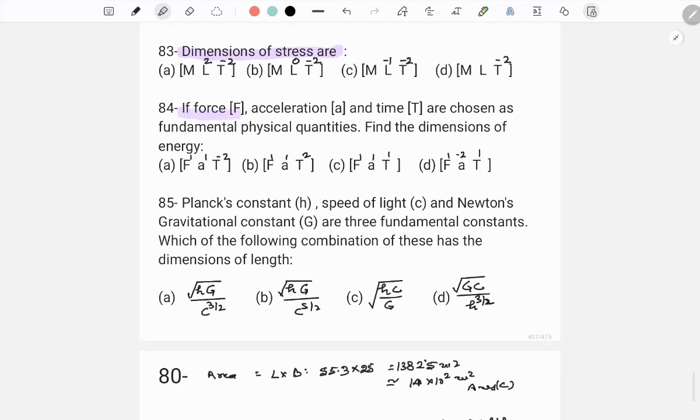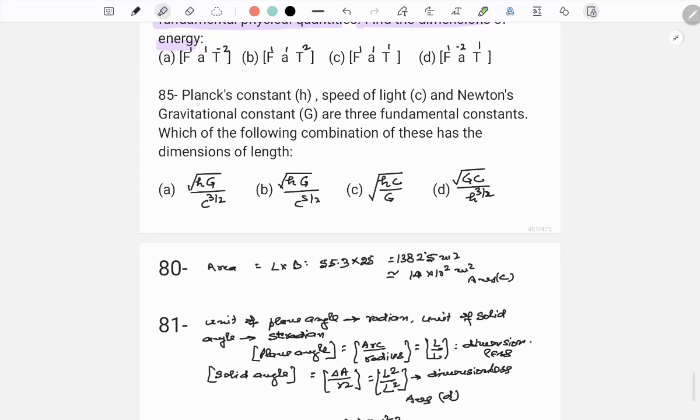84th. If force F, acceleration A and time t are chosen as fundamental physical quantities, find the dimensions of energy. 85th, Planck's constant h, speed of light c and Newton's gravitational constant G are three fundamental constants. Which of the following combinations of these has dimensions of length?